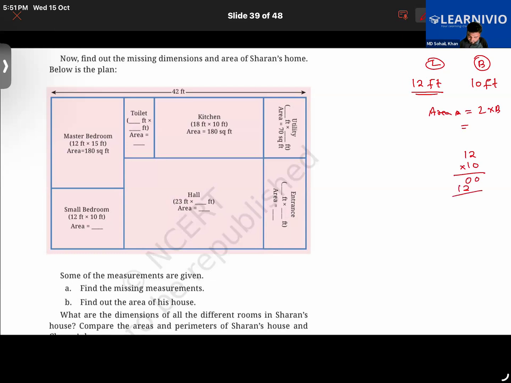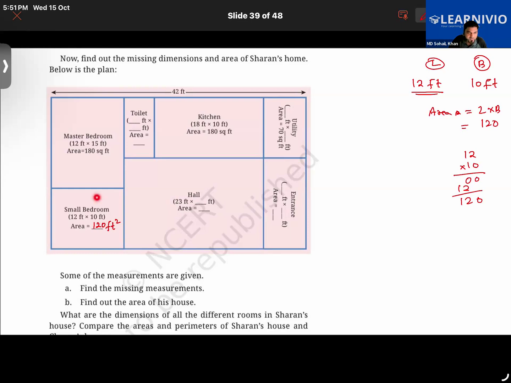12 multiplied by 0, 0. You said 110, it's 120. Yes, I said 120. Okay. So that is 120 square feet. Good. Now let's move to another.